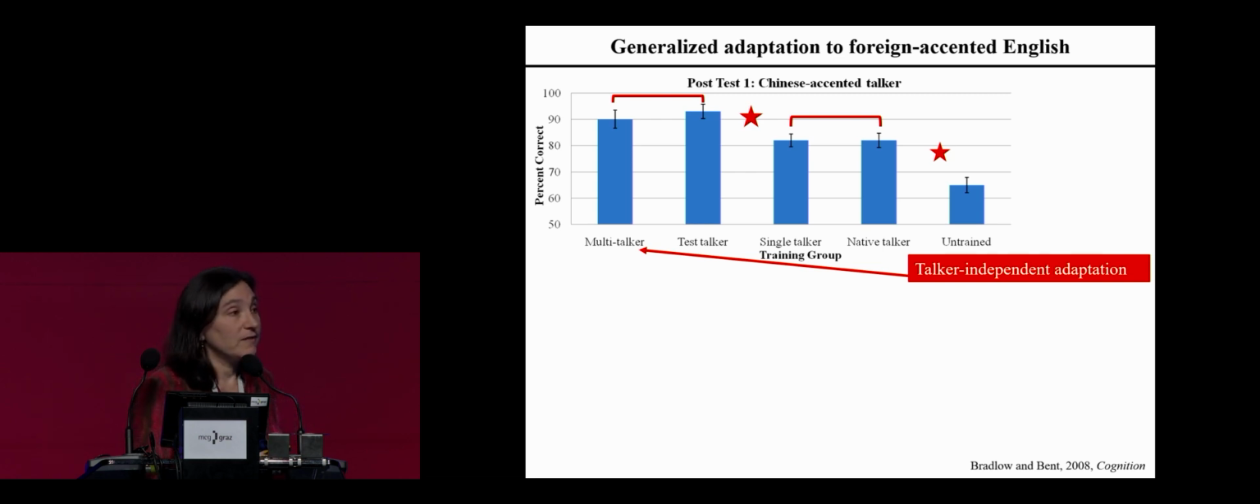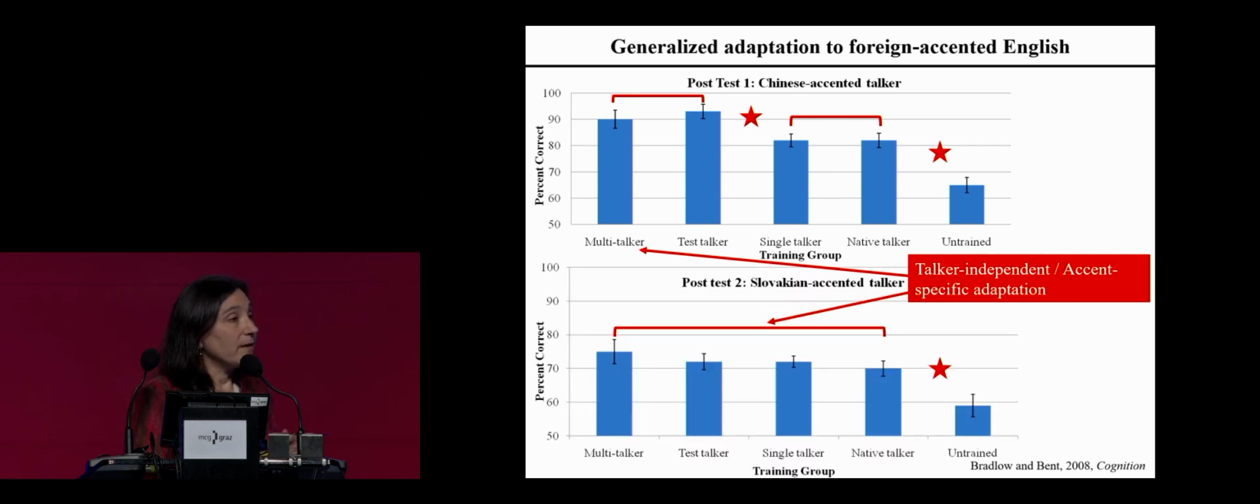Now, importantly, we want to see if what the listeners have learned during this training is specific to Chinese accented English. Remember, they've only, in this condition, been exposed to Chinese accented English. And that's where it's important to look at the Slovakian accented test. And here we see no improvement on Slovakian accented English following training with multiple talkers of Chinese accented English. In other words, what the listeners have learned, what they have adapted to, are general features of Chinese accented English in a talker-independent way, but in an accent-specific way. So this is talker-independent, but accent-specific adaptation.